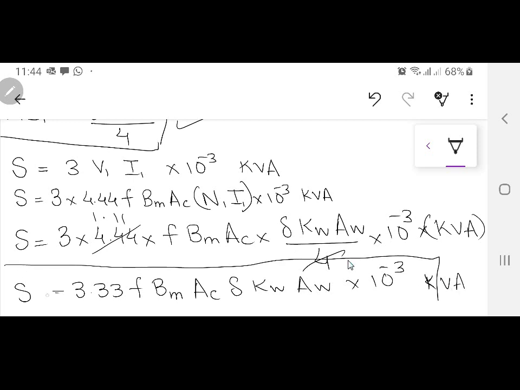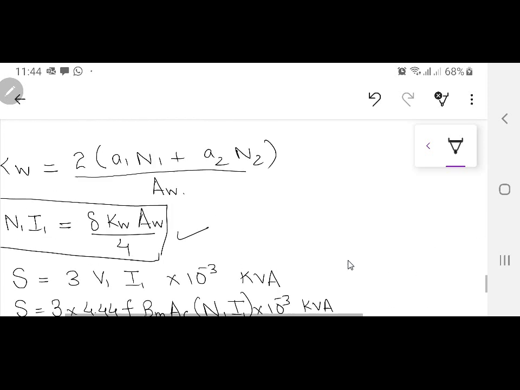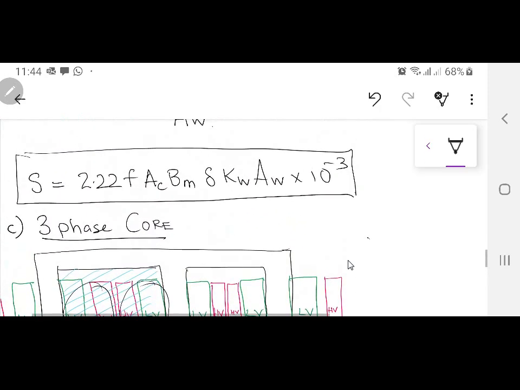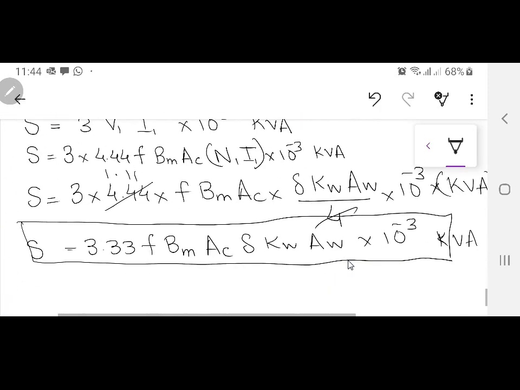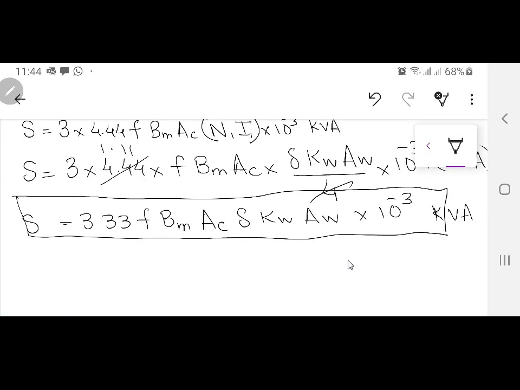So what you are having, this time the factor is different. Variables are the same. If you see, in the previous one it was 2.22. This time this is 3.33. So what is this telling you? This is telling you that if you are having a 3-phase transformer, you can actually get more kVA output from your same area of the window, same current density and same other parameters. You are getting 1.11 times, actually 1 point something times more than the single phase transformer.